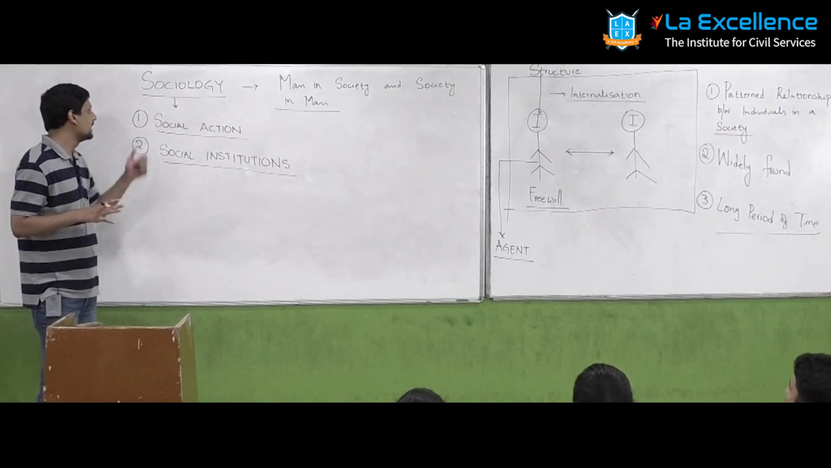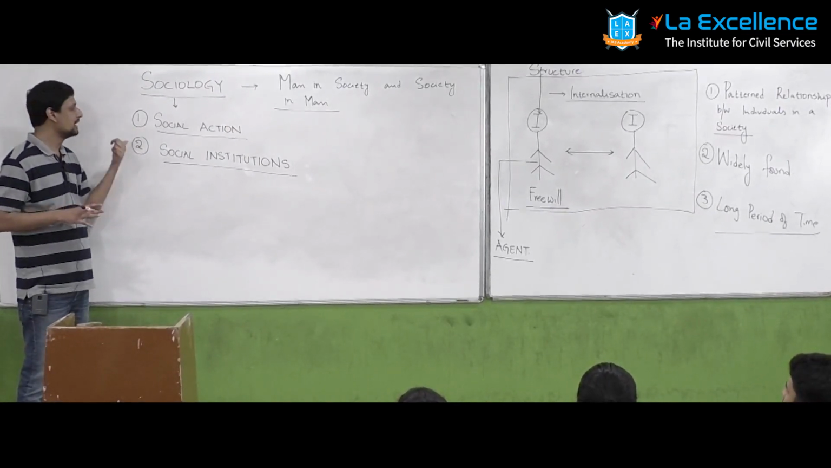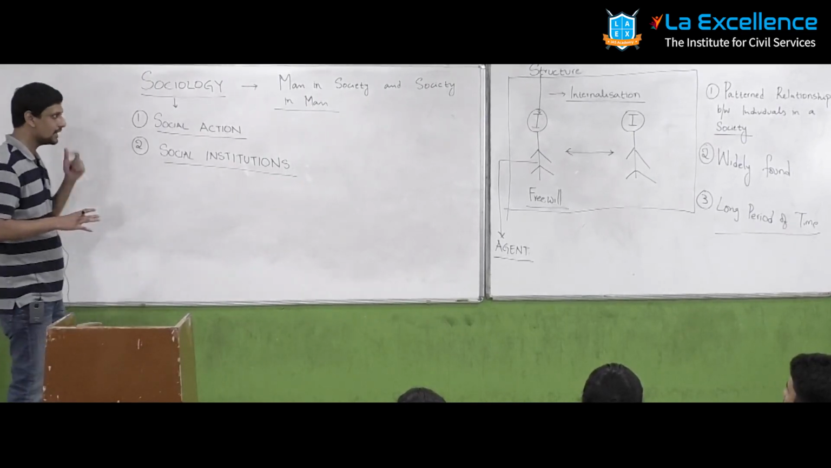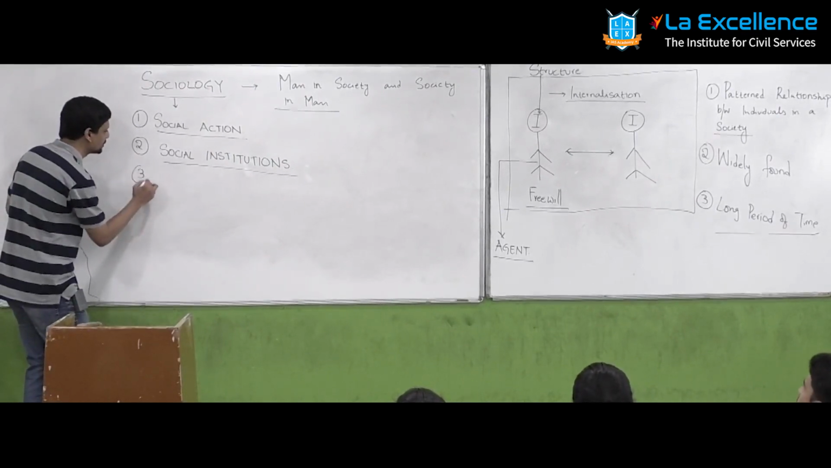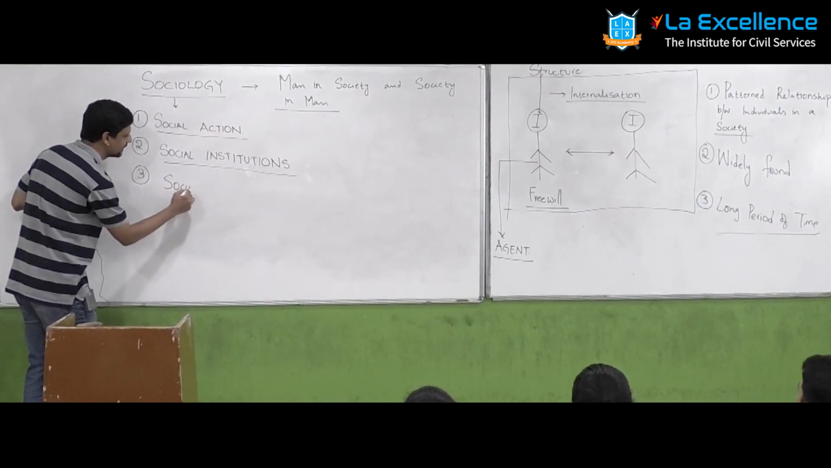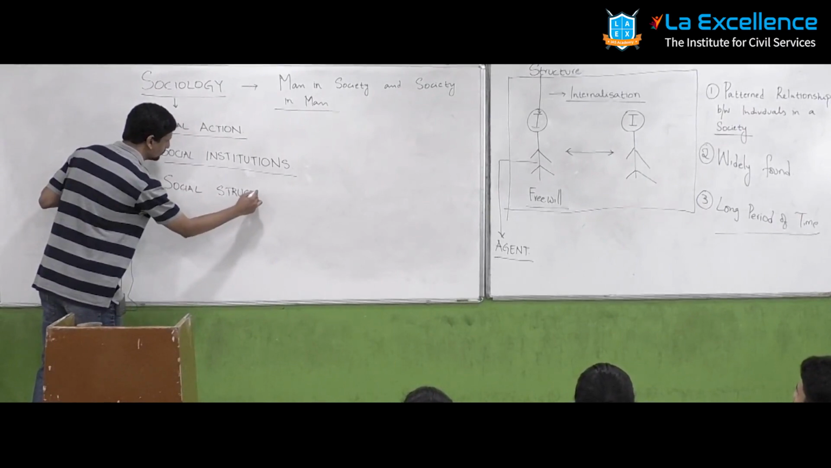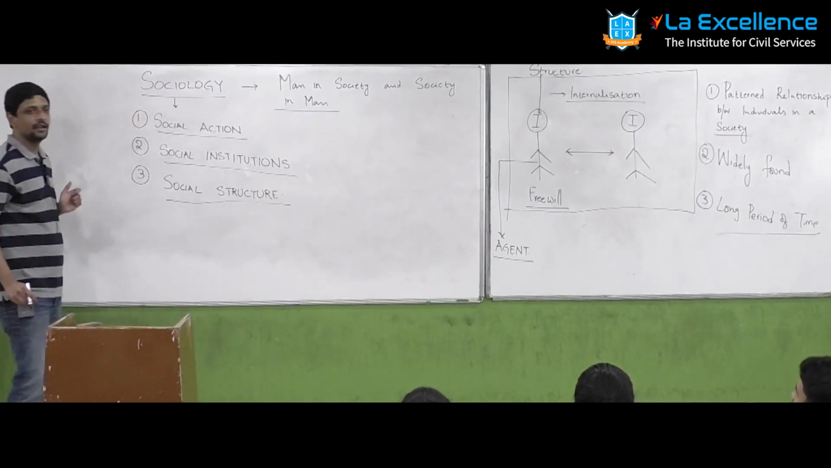So what I'm trying to tell you is that sociology on one hand studies social action, that is meaningful action. On the other hand, it studies social institutions, okay? Then the third aspect that sociology studies is what is called social structure. That is the rectangle box, okay? Social structure. Sociology studies social structure.